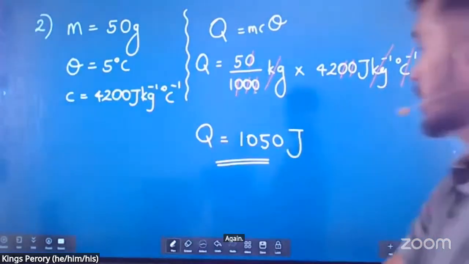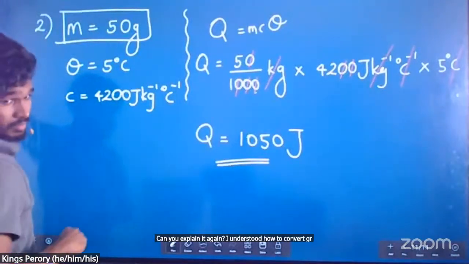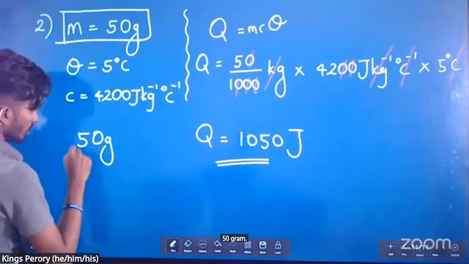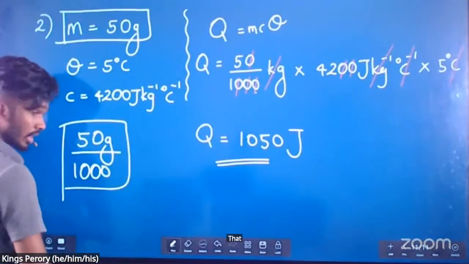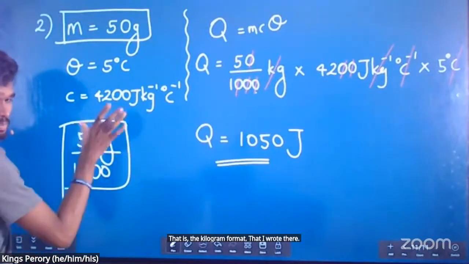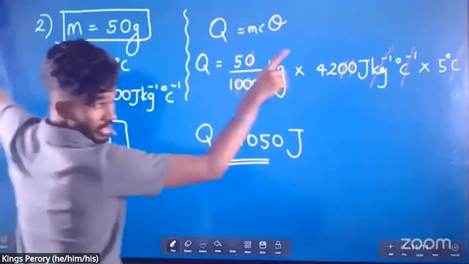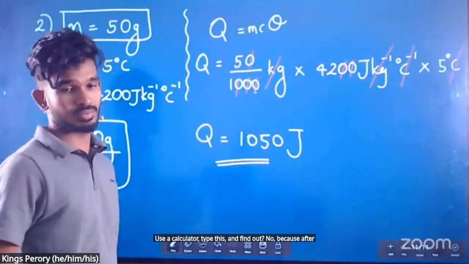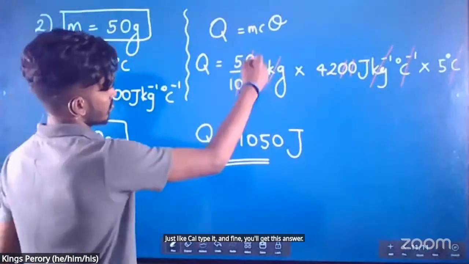Can you explain it again? Well, did you understand how to convert gram to kilogram? 50 gram, you divide by 1000. That is the kilogram format that I wrote there. Specific heat capacity, I wrote there. Temperature change, I wrote there. Use a calculator, type this and find out. After this, it's maths. Use a calculator, type it and you'll get this answer. That is maths, and these cancel off.